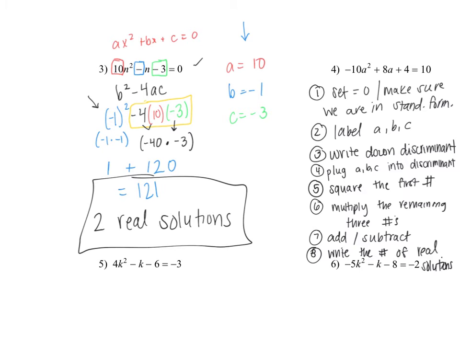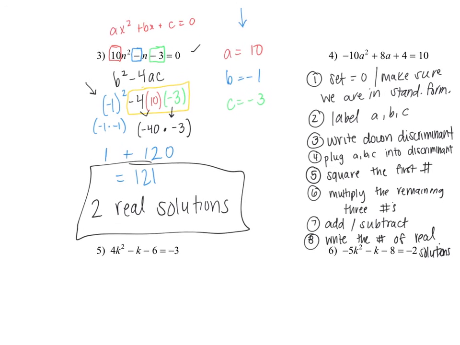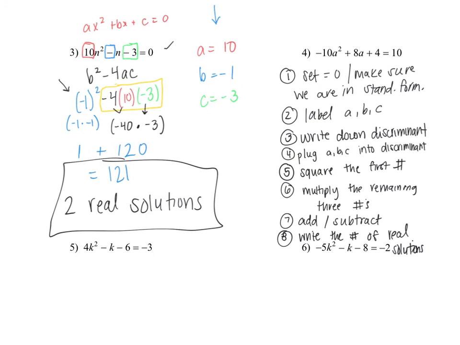The number answer, and then you tell how many solutions from that answer. Okay? So that's number 3. And then you said we also need number 5. So I'm going to scroll down to number 5. All right, we're going to follow the same exact steps for every single problem.